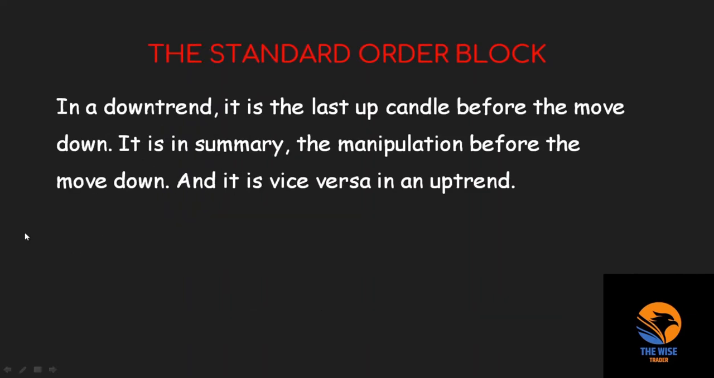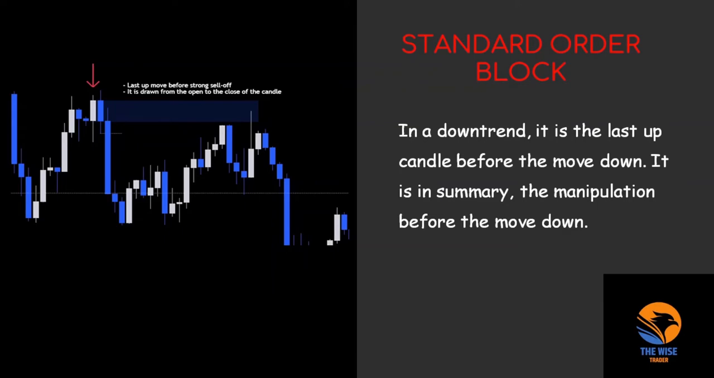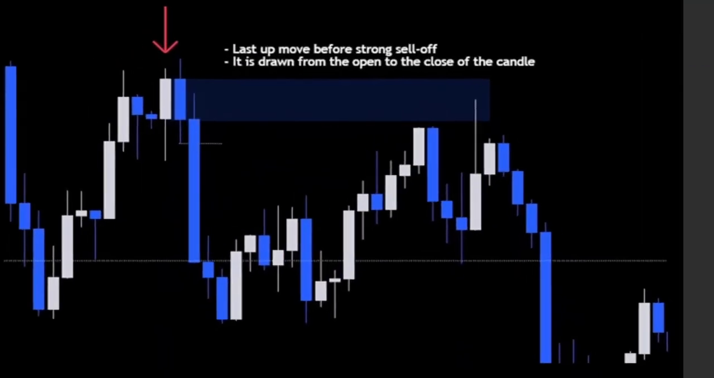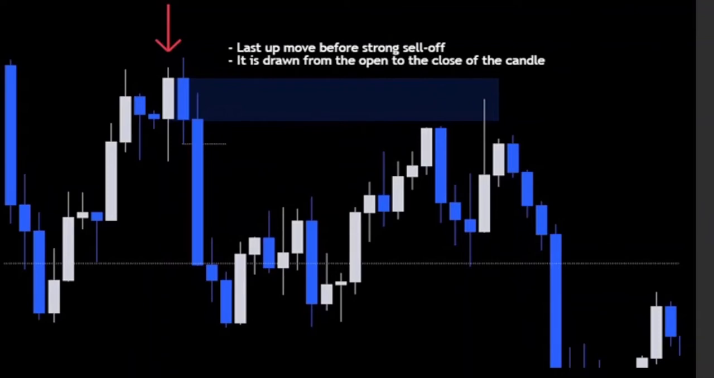The standard order block in a downtrend is the last up candle before the move down. In summary, it is the manipulation before the move down, and it's vice versa for the uptrend. So this is what it looks like. In a downtrend, this is why you need to understand market structure. When the market is making lower lows and lower highs, that's a downtrend. It is the last up candle before the move down, the manipulation before the down move. So this is the last up candle before the strong push down, and overall the market was in a downtrend. We'll jump into the chart very soon, but let me just explain this in the slide.